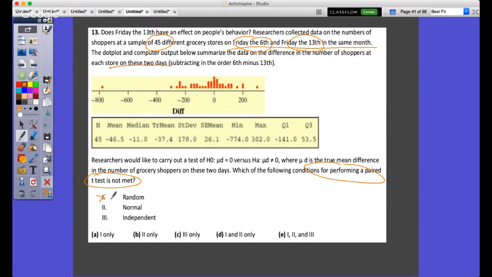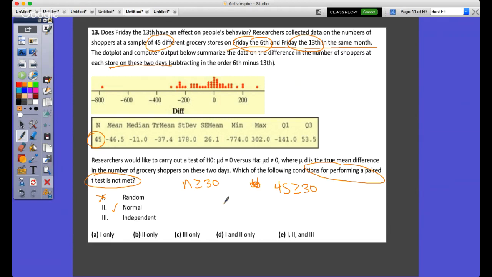Random is not met. Let's go to the normal condition. It never says the population is normal. So we look at, is n greater than or equal to 30? And I think it is because, hold up, how many? We go to 45 different grocery stores. And each grocery store is a different sample size. So 45 is greater than or equal to 30. So we would go there. And this is a paired t-test, by the way, which is a little different. We'll talk about that later. But what you do need to know is that the conditions are the same. Okay. So we would say that this is, in fact, normal.